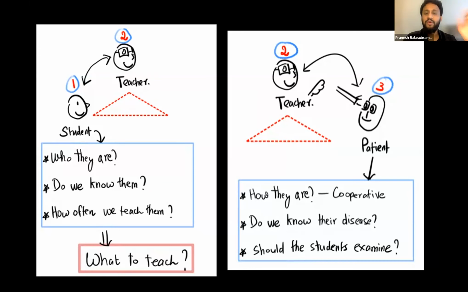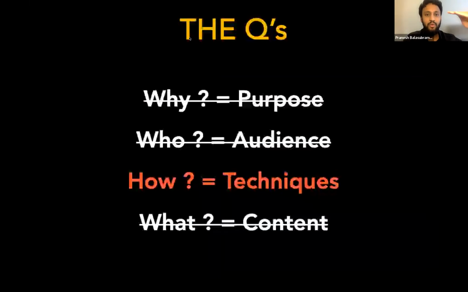So understanding the student and the patient is going to be the key. Knowing who the audience is going to be is the key. When we know why we are doing what we are doing, and who the audience is going to be, then the what gets covered. We know what to teach when the purpose and the audience are clear.